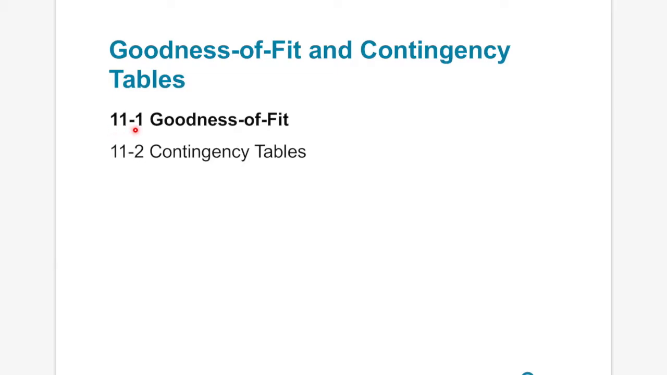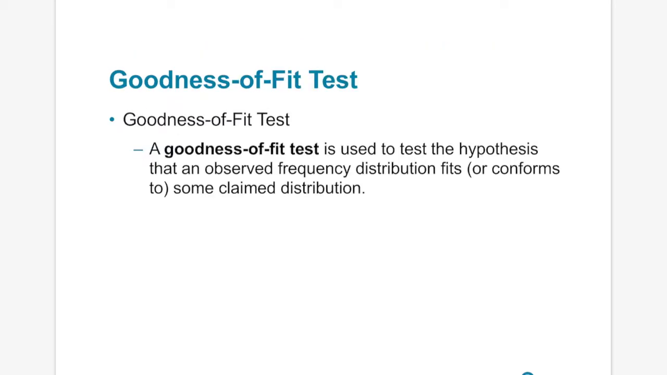Section 11.1 Goodness of Fit. In this section, we are trying to test the hypothesis if the given data fit into a certain distribution. A goodness of fit test is used to test the hypothesis that an observed frequency distribution fits some claimed distribution.